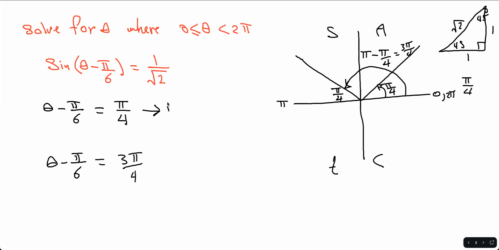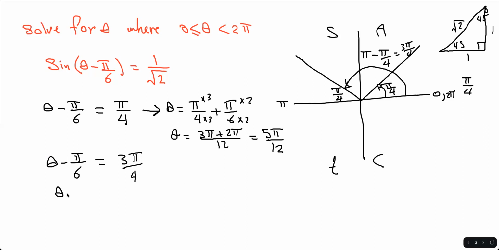So for this one here, theta is going to be pi over 4 plus pi over 6. Move the negative pi over 6 to the side, becomes plus. Do a common denominator. Common denominator is 12. So we multiply this by 3, you multiply this by 3. You multiply this by 2, we multiply this by 2. You end up with theta equals 3 pi plus 2 pi over 12. That equals 5 pi over 12.